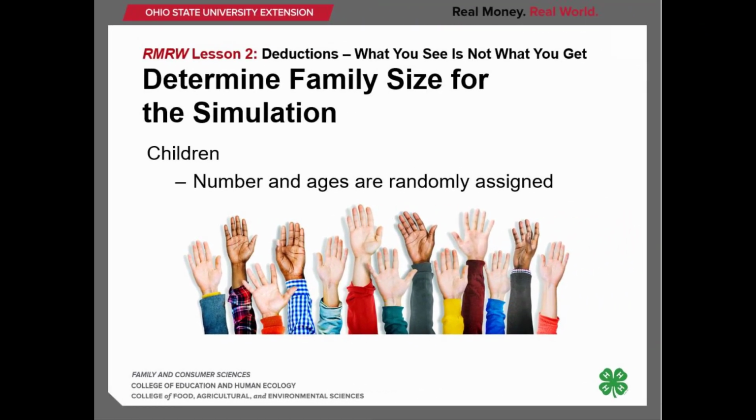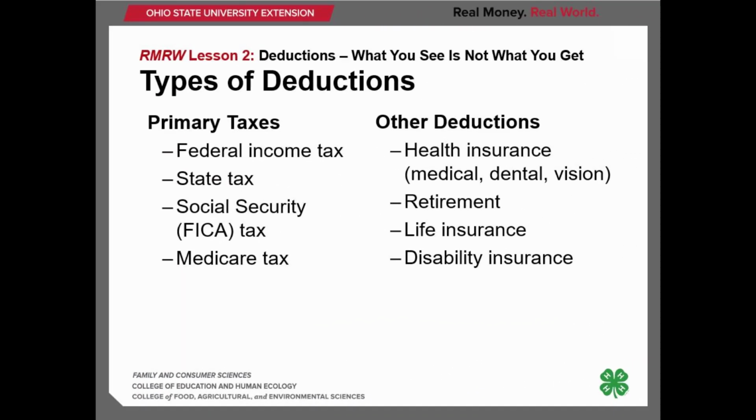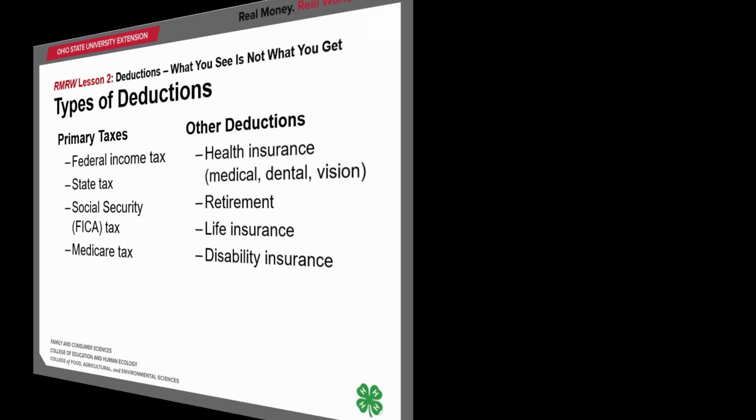If you do not choose to use a pre-filled form of the worksheet, you'll also need to be prepared to have youth pick out or be randomly assigned a number of children. That comes in Lesson 2. In Lesson 2, you'll also find all of the deductions that youth will need to calculate if not using the pre-filled worksheet. If you do choose to use the pre-filled worksheet, you'll want to make sure you still at least describe the deductions and why they are important.